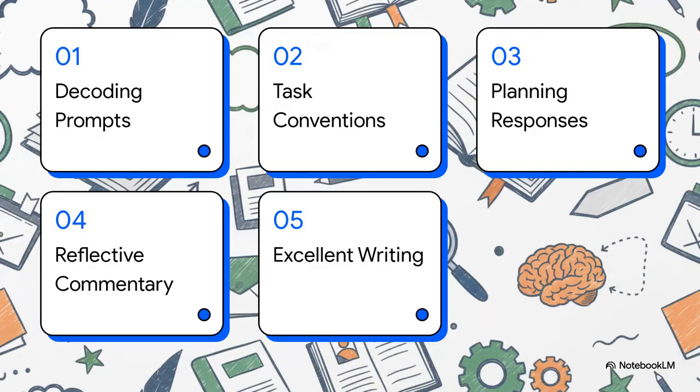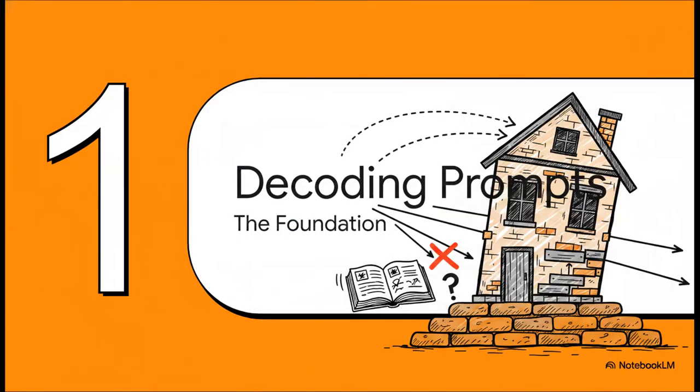Here is our blueprint for today's explainer. 1. Decoding prompts. 2. Task conventions. 3. Planning responses. 4. Structuring reflective commentary. And 5. Competent versus excellent writing. All right, starting with Section 1, decoding the writing prompt, the foundation.